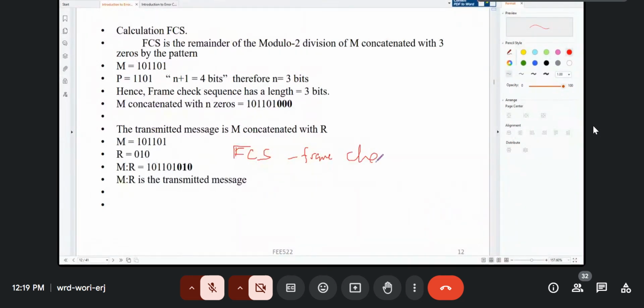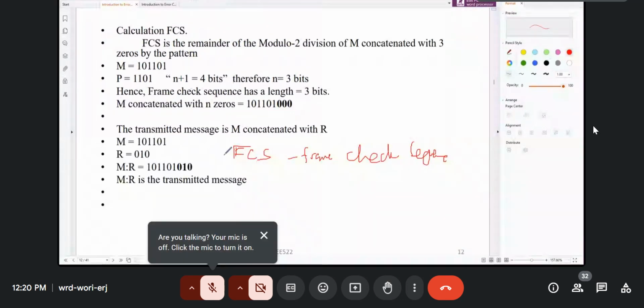Frame check sequence. It mainly comes because this method is used at layer 2 of the OSI model, which we call the data link layer. It happens at the data link layer, and the packet in that layer is called a frame.